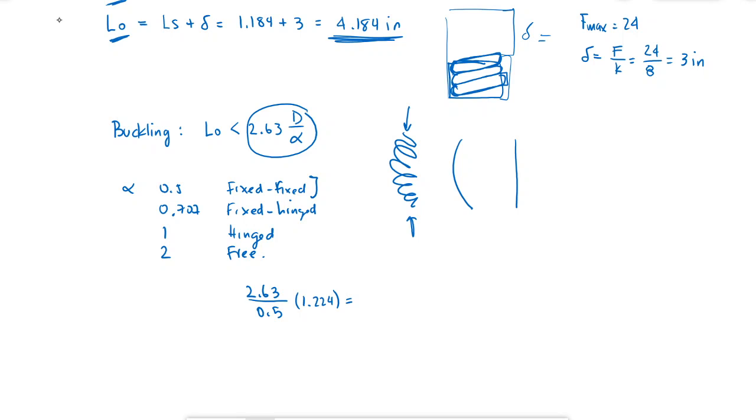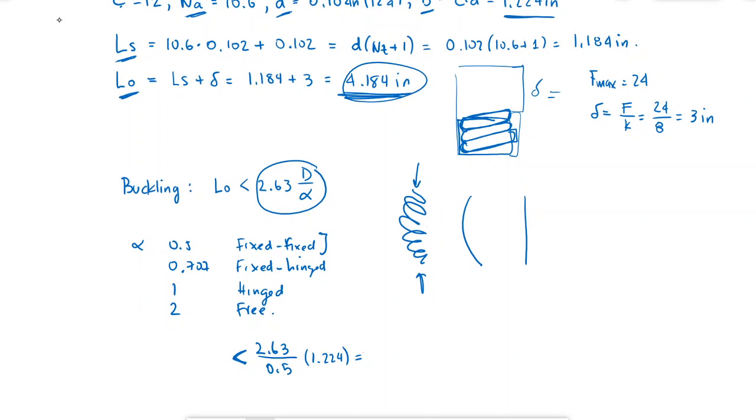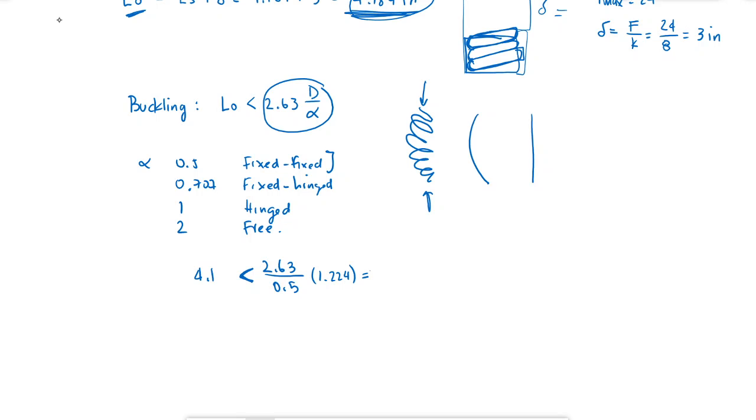I run this value and I realize that this is in fact higher than my free length that I just found here as 4.184. Okay, so 4.184 inches is in fact lower than this value right here. Okay, it's going to be way higher than 5. So the fact that my free length was lower than that makes sure that there's not going to be buckling under compression.